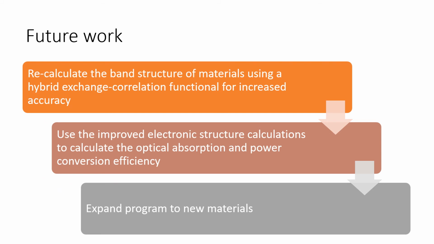In order to fix this in future work, we will need to redo the DFT-PBE calculations with a more accurate method instead, such as a hybrid exchange correlation functional. Using this more accurate functional, we will follow the same steps as we followed in this work, from the DFT calculations to comparison of structural and electronic properties to the calculation of conversion efficiency. Then we will expand this more accurate program to new materials.